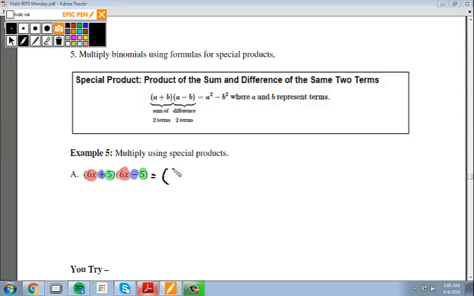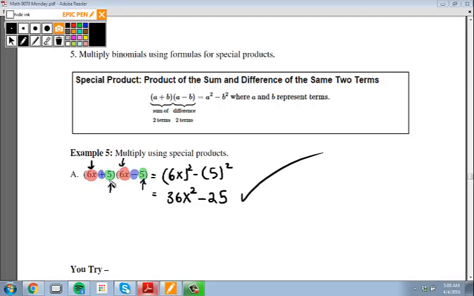So that will just be the first thing squared minus the second thing squared, or in this case 6x squared minus 5 squared. You need to remember to square both the 6 and the x. So this will be 36x squared minus 25. Alright, so just a shortcut. If this is the same as this is the same as this, and one of them is plus and one of them is minus. Just a shortcut.